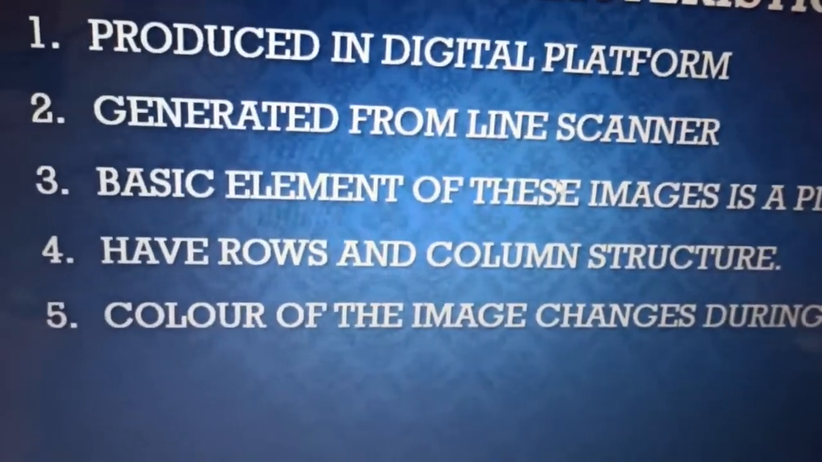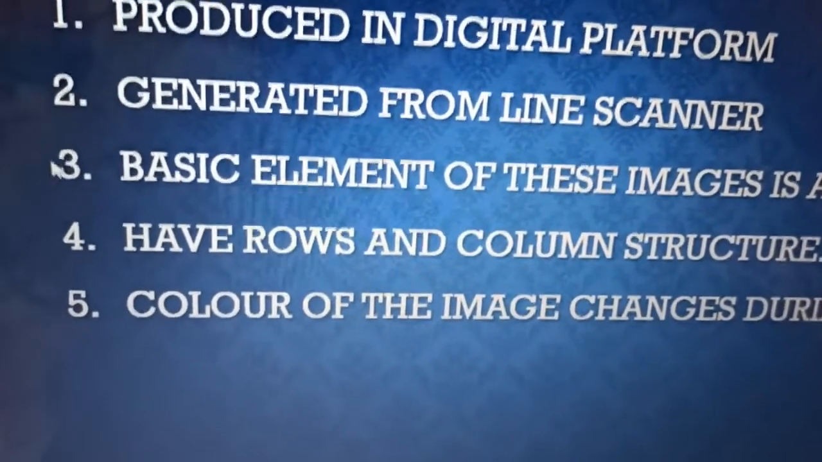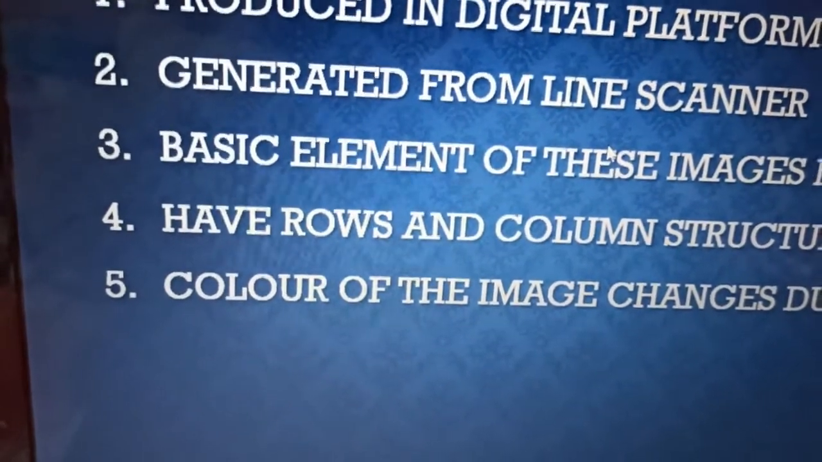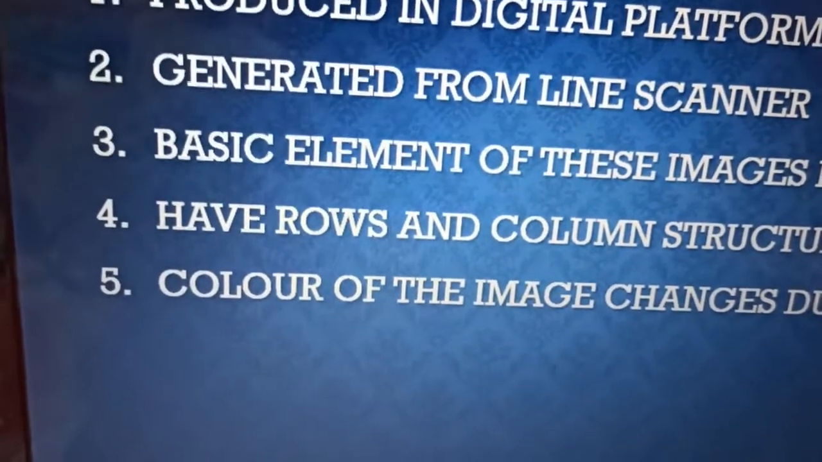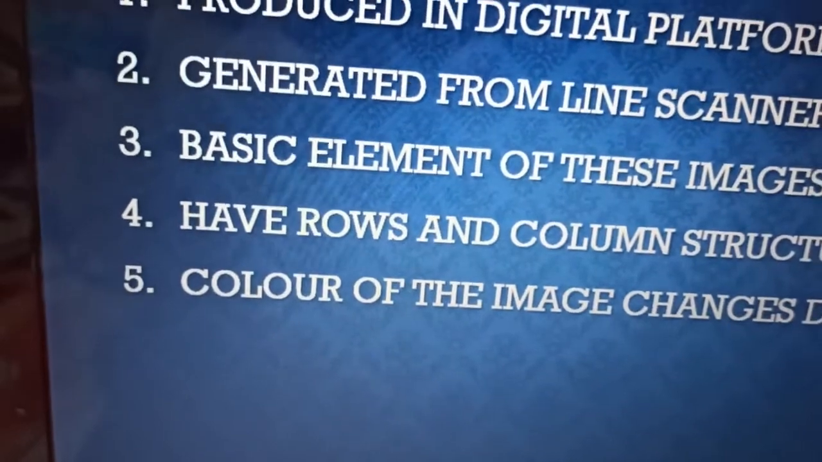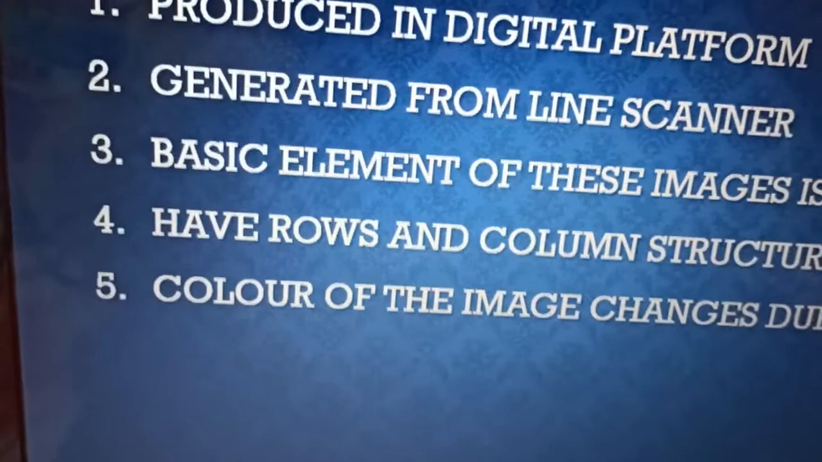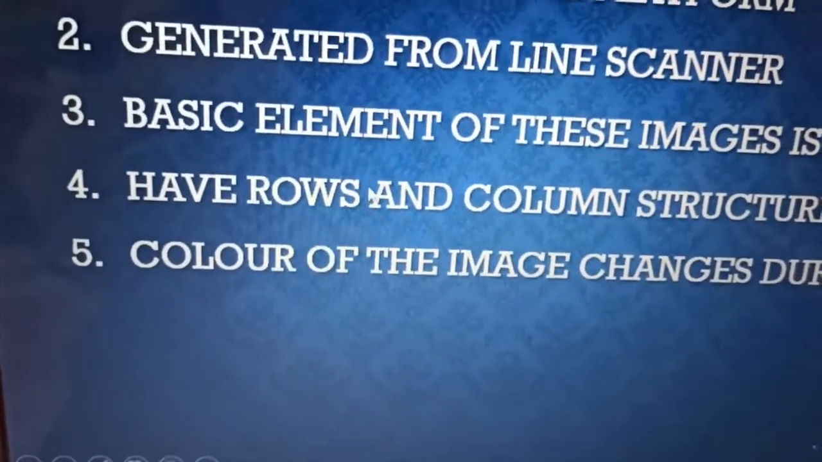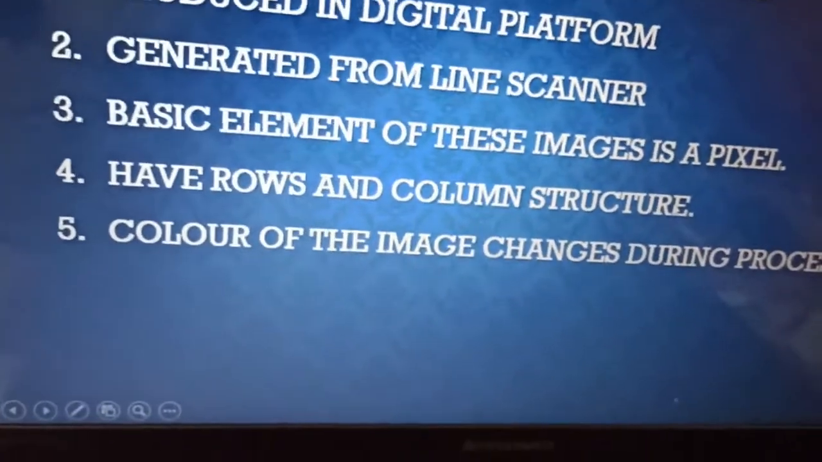The first characteristic of satellite images is that they are produced on a digital platform. Second, they are generated from line scanners and digital cameras, as I have already explained in the steps of acquisition. All the electromagnetic radiation is captured by these digital cameras only. Next, the basic element of these images is a pixel. So what is a pixel?